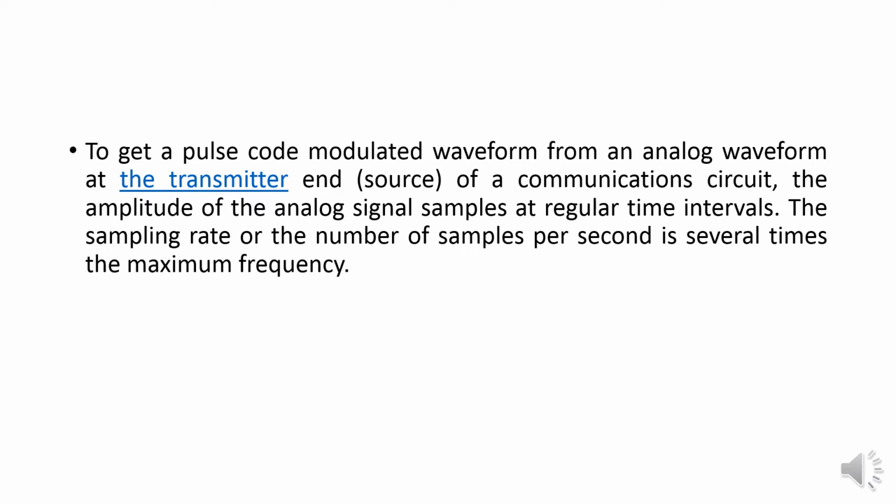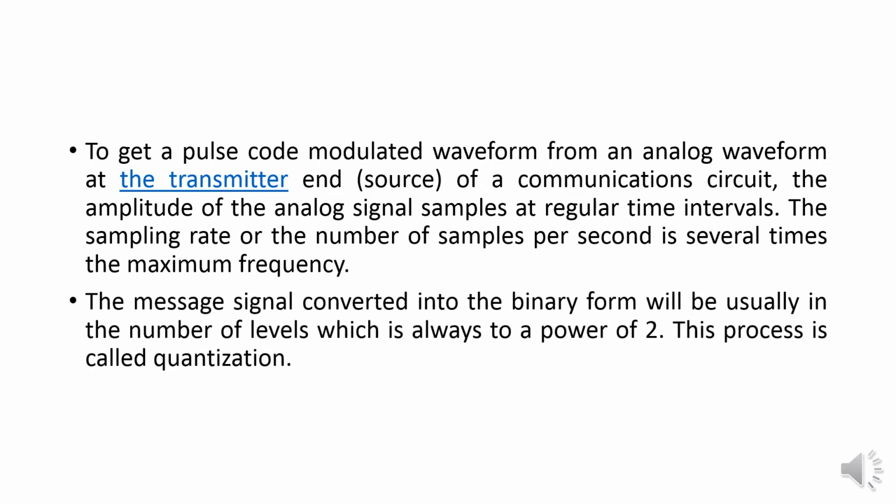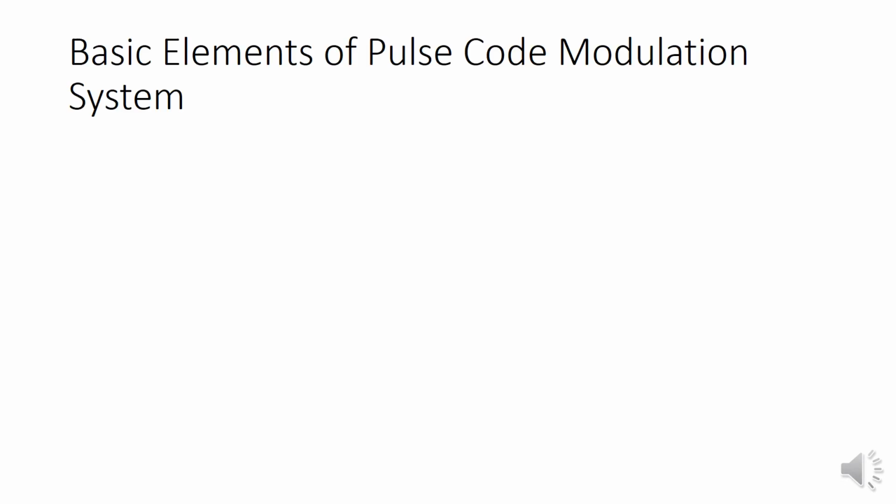To get the pulse code modulated waveform from an analog waveform at the transmitter end, the source of the communication circuit samples the amplitude of the analog signal at regular time intervals. Here the sampling rate, or the number of samples per second, is several times the maximum frequency. The message signal is converted into binary form. This is usually the number of levels, which is always a power of 2. This process is called quantization.